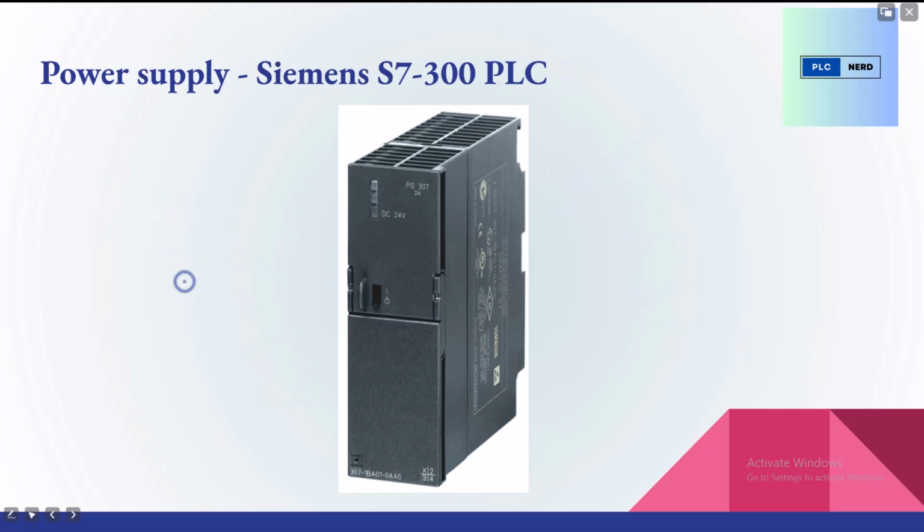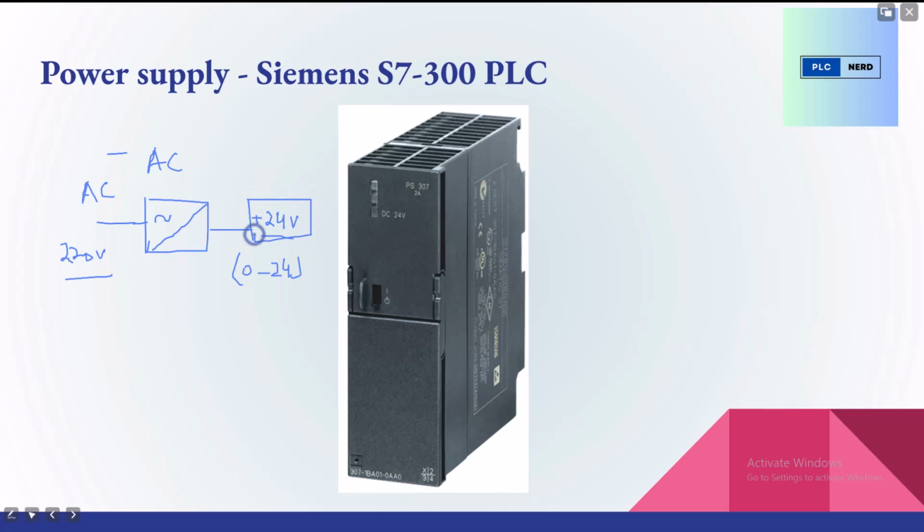So next up is the power supply. Its job is pretty simple. It takes the AC voltage as an input, in our case 220 volt AC, and converts it to DC voltage, 24 volt. The purpose of stepping it down to DC 24 volt is that devices such as the input and output modules of the PLC are operated on 24 volt. And these 24 volt are fed into the modules through the backplane bus, right?